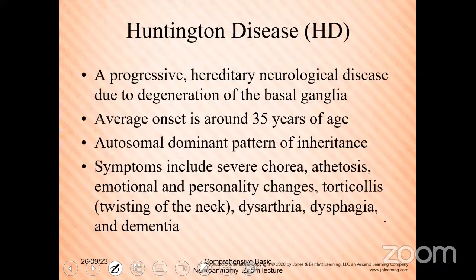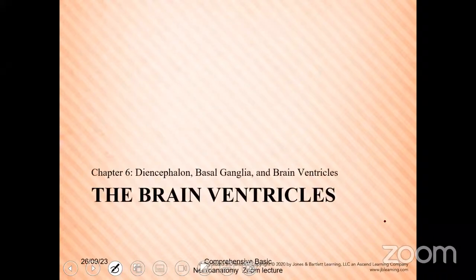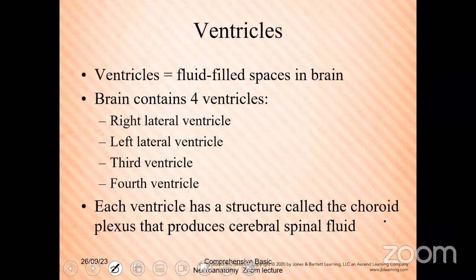Huntington's disease, another disease, is a progressive hereditary neurological disease due to degeneration of the basal ganglia. Average onset is around 35 years of age, with an autosomal dominant pattern. Symptoms include severe chorea, that is a hyperkinetic movement disorder, athetosis, emotional and personality changes, torticollis, dysarthria, dysphagia, and dementia. So this is one of the prototype trinucleotide type disorders. The other basal ganglia problems: emotional processing problem, most consistent sign, disinhibition, impulsivity, inappropriate behavior, all these things can be seen in these patients.